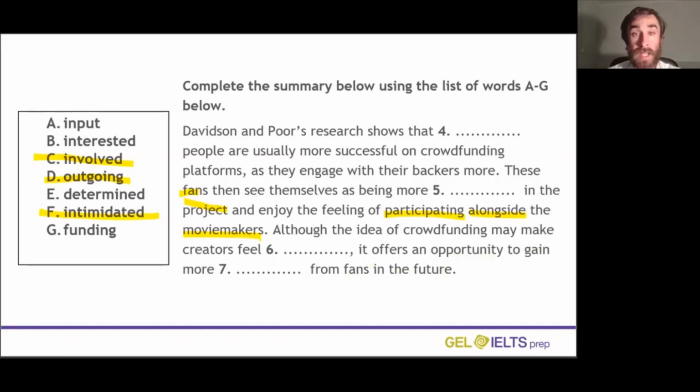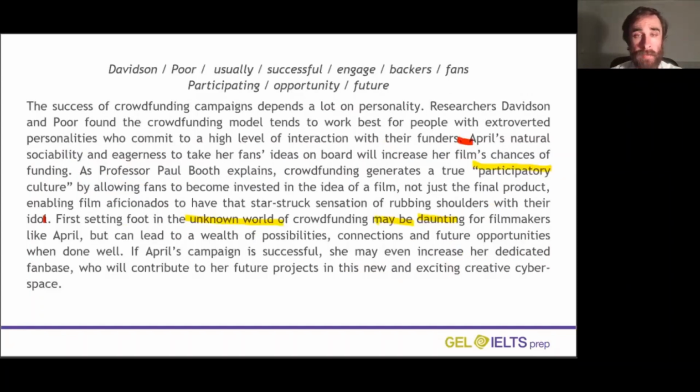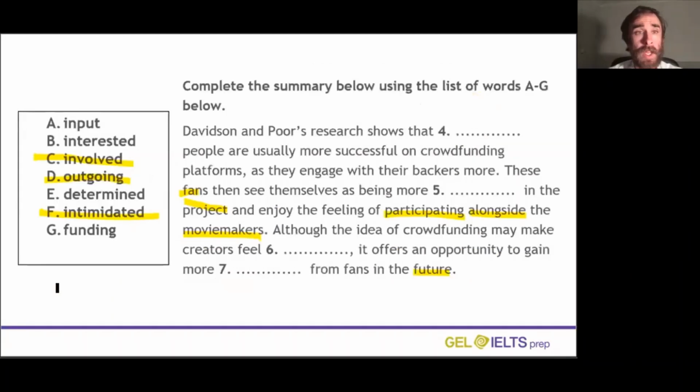Now let's look at question 7. It offers an opportunity to gain more something from fans in the future. Well, let's look for future in the text. In the text, we can see who will contribute to her future projects in this new and exciting creative cyberspace. So this is telling us that the fans will feel they can contribute to her future projects as part of this creative process. Our options, as we decided, were A or G. Those are the two nouns.